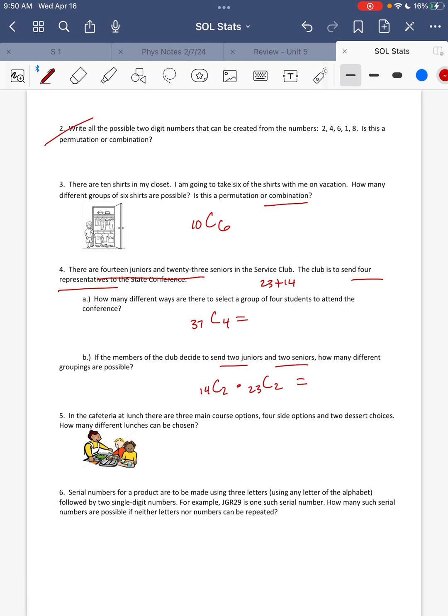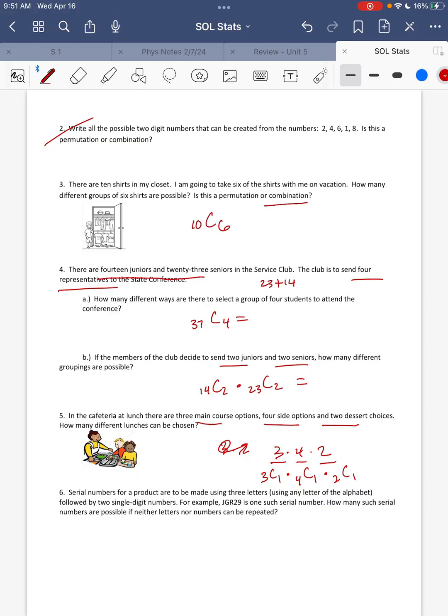In the cafeteria at lunch, there are 3 main course options, 4 side options, and 2 desserts. You can literally think of this as an easy way: I have 3 choices, then 4, then 2. Or you can think of it like this. I have 3, I get to choose 1, times I have 4, I get to choose 1, and I have 2, I get to choose 1. Whenever you're choosing 1, if you have 3 things and you're choosing 1, that's just 3. And 4 choose 1 is just 4, and 2 choose 1 is just 2.